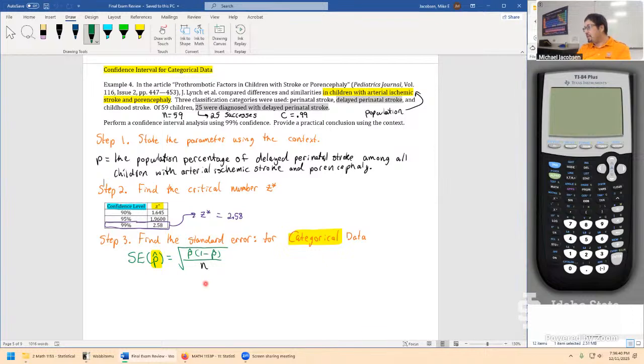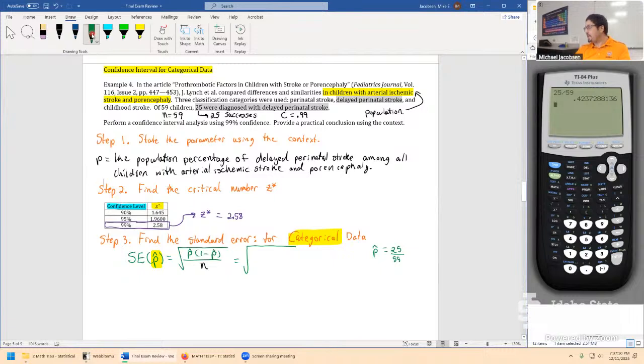So throwing in our values, one thing we didn't calculate was p hat itself. It's looking at us right up here, but let's write this in. p hat is 25 successes out of a sample size of 59. Let's throw this in the calculator. 25 divided by 59. So it's this value here.